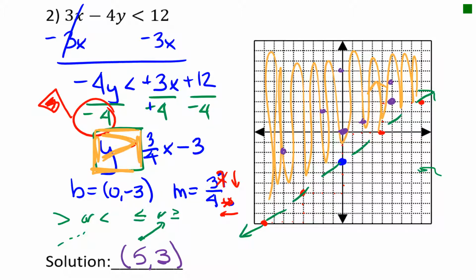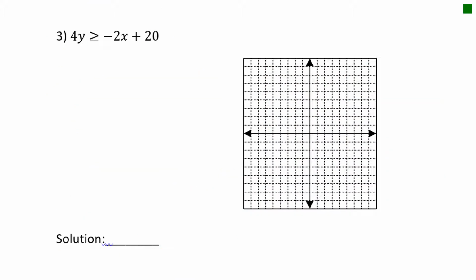All right, next slide. Once again, let's get the y alone. We're going to divide by 4. Who made these up? They're all greater thans. So y is greater than or equal to. Reduce the slope if you can. You want to reduce the slope to make your life easier.